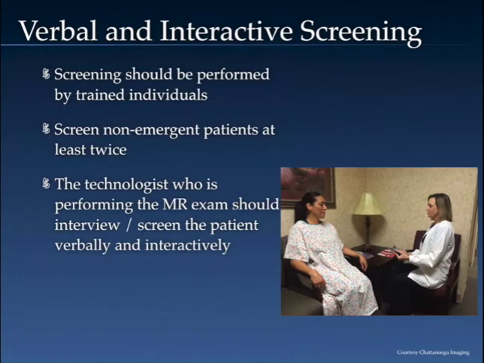Now, the following is simply my opinion. I believe there are several good reasons for the technologist who is actually performing the MRI exam to be the one that screens the patient verbally and interactively, not just review the sheet with them briefly, but to sit down and go over this with them. A couple of reasons, as I said, for that. One, it gives the technologist an opportunity to develop a rapport with the patient, and it also allows them to further probe into the patient's history to see if there's anything there that might be problematic.